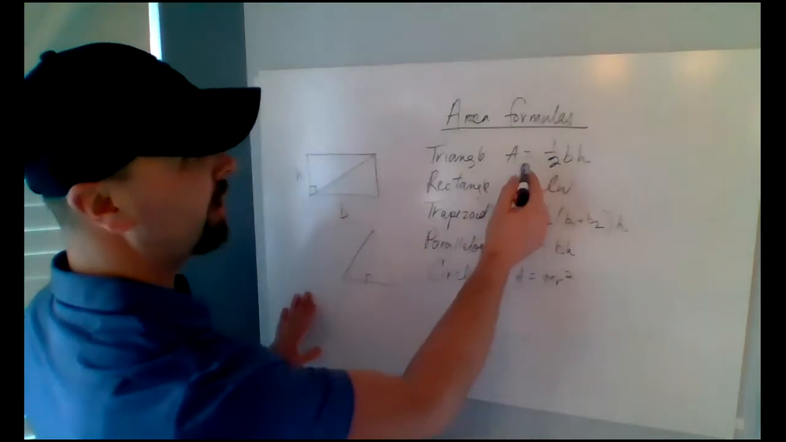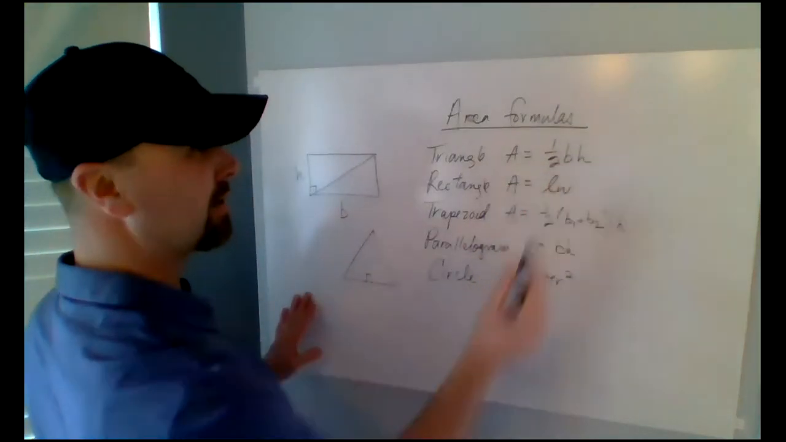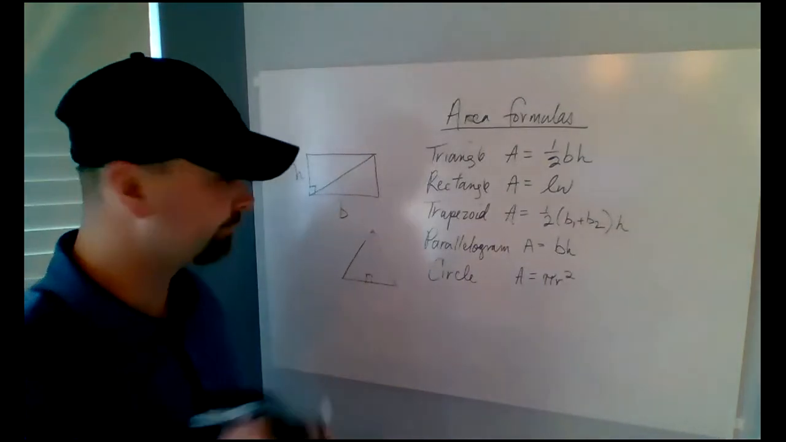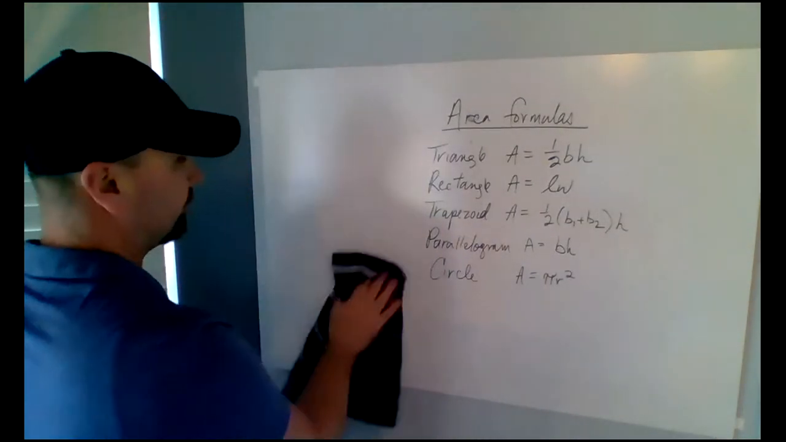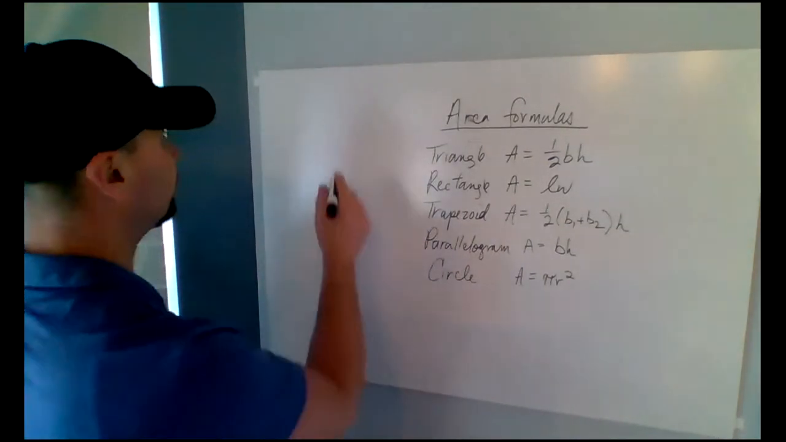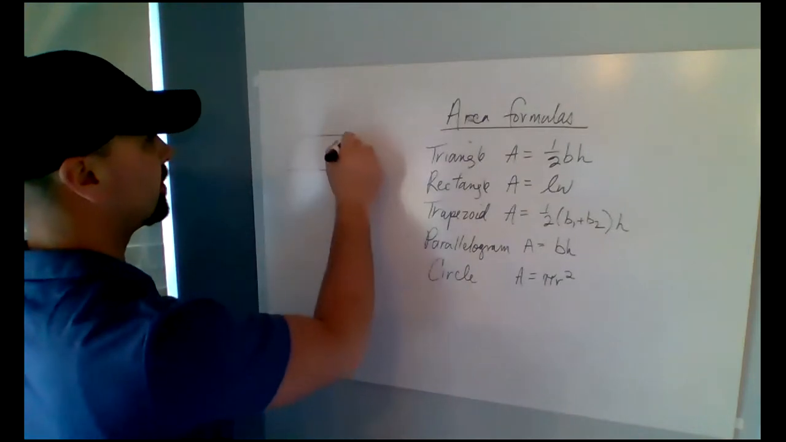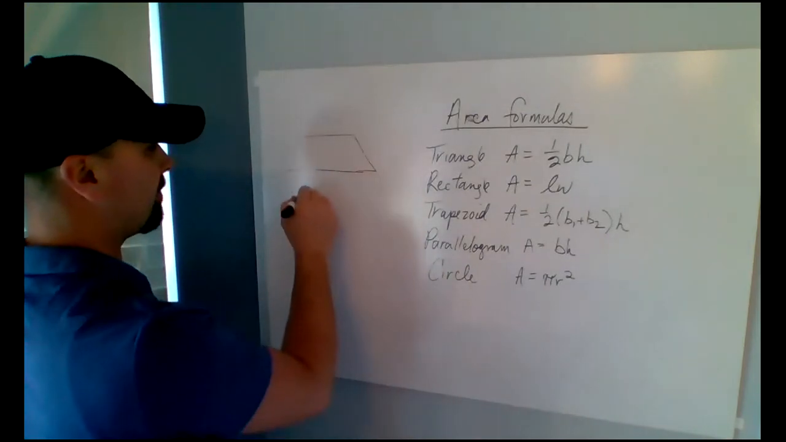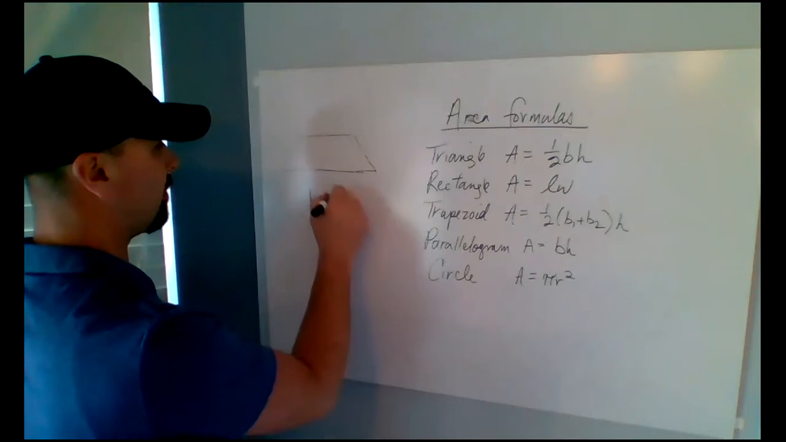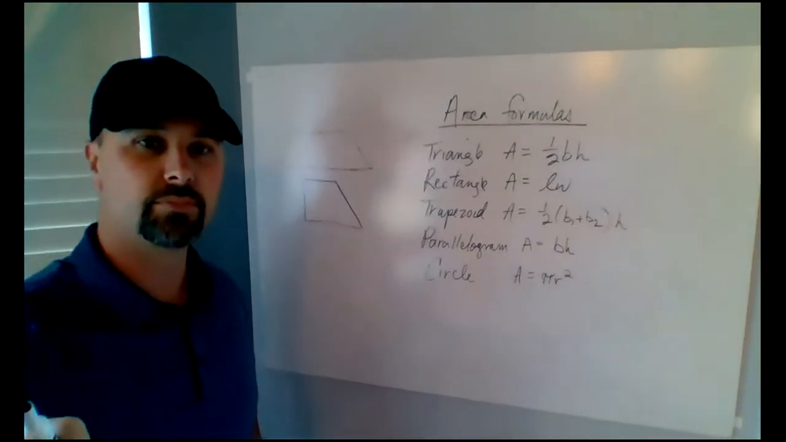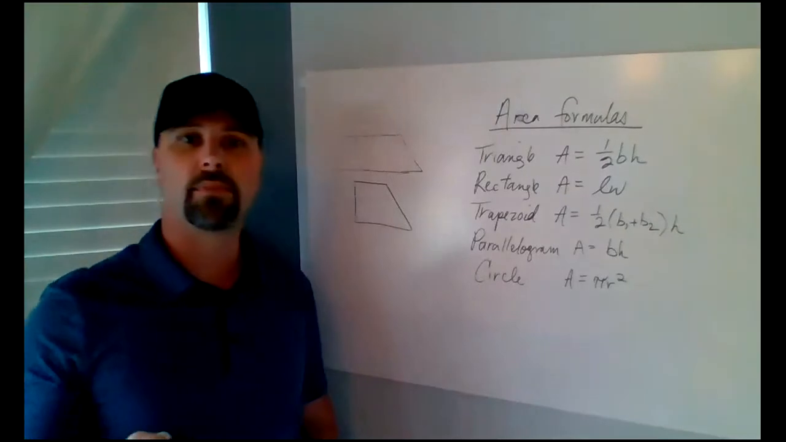So triangle, area is equal to 1/2 the base times the height. Trapezoid. Trapezoids don't always look the same. So this is an example of a trapezoid, or this could even be a trapezoid. Okay, can you see that?